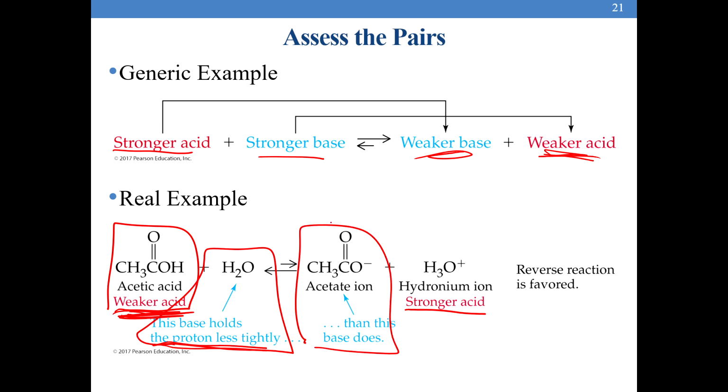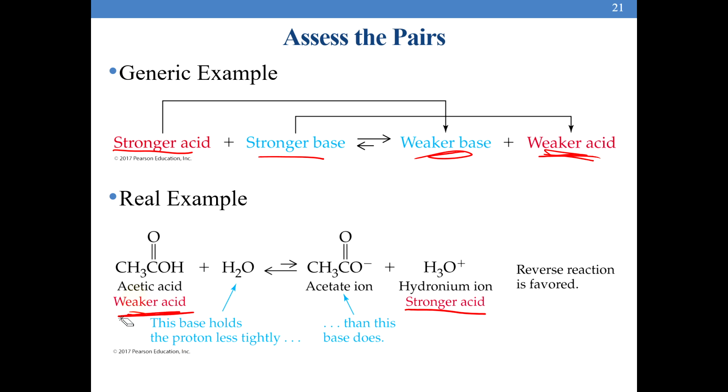This guy is a base. Remember, he's the conjugate base. The acetate ion is the conjugate base of the acetic acid on the reactant side, okay? So if you go through that, that is helping you assess. You got to know the pairs to begin with, but that is helping you assess strength of acid.